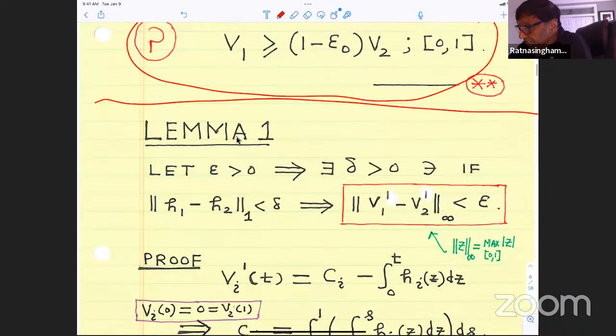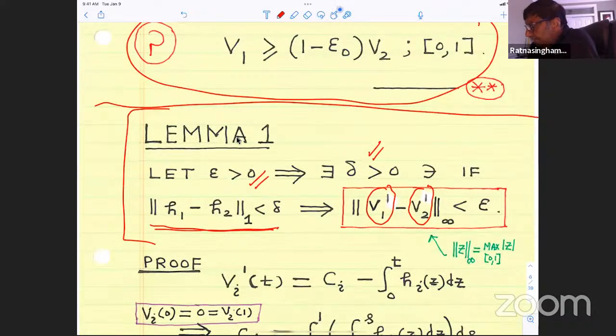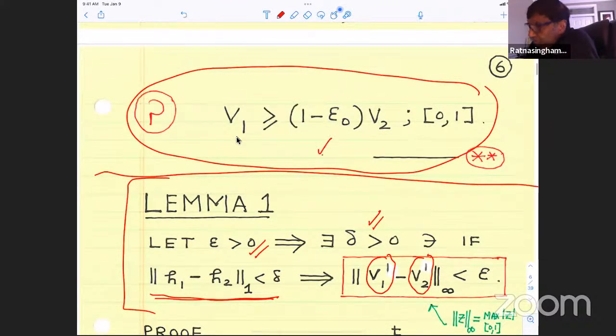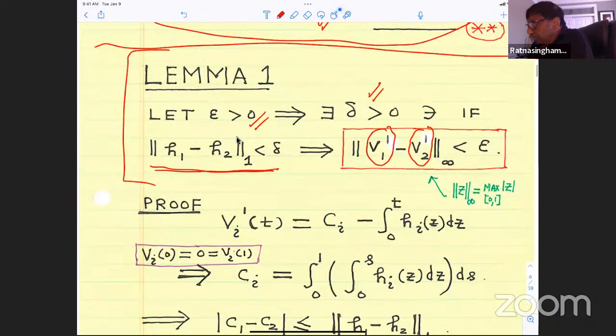Okay, so first, let's compare its derivatives in the sup norm. So we will prove that given an epsilon, there is a delta such that if H1 and H2 in the L1 norm is smaller than delta, then V1 prime and V2 prime in the infinity norm is smaller than epsilon. That's what we will first prove, and then use that to eventually get to this particular step. And you know that if I get to that particular step, then we do have the inequality with U1 and U2 as well. Okay, so remember, minus Vi double prime is equal to Hi, because we are now working with the equalities. The Vi's are satisfying equalities.